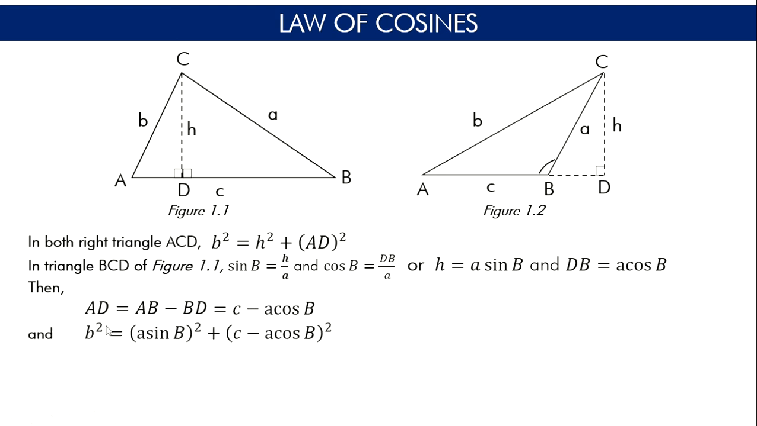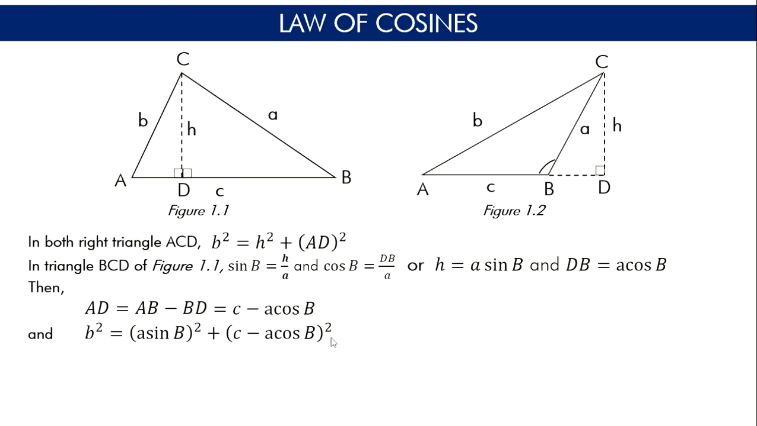we'll have b squared is equal to a sine b squared plus, here, AB minus BD is c minus a cosine b. So as you can see here, this length of AB is C, the side C, minus the value of BD or DB, which is a cosine b. So that's why we have here c minus a cosine b. And we will substitute that value of AD into this one. Okay, so (c minus a cosine b) squared.